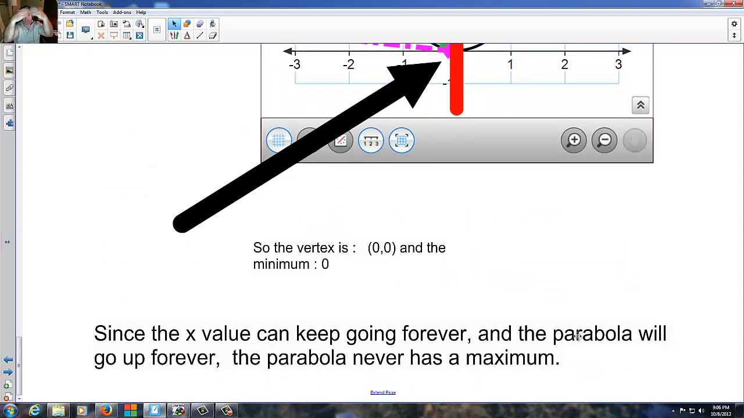Since the x value can keep going forever, the parabola will go up forever. The parabola has no maximum. In other words, y can be as high as it wants, provided the x is there for it, but there is a minimum y value at 0. It cannot go negative for this particular equation.